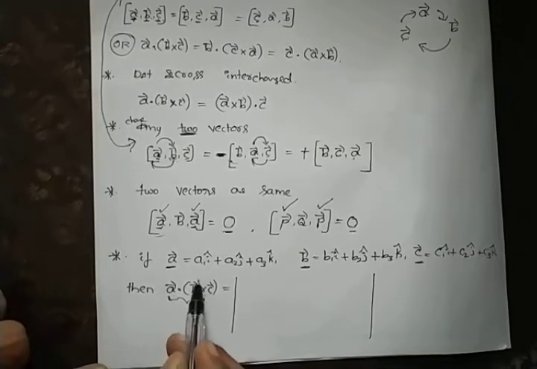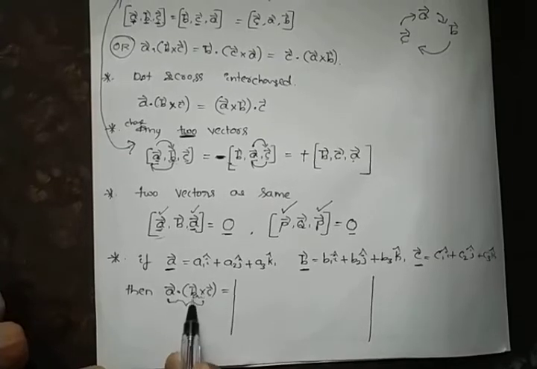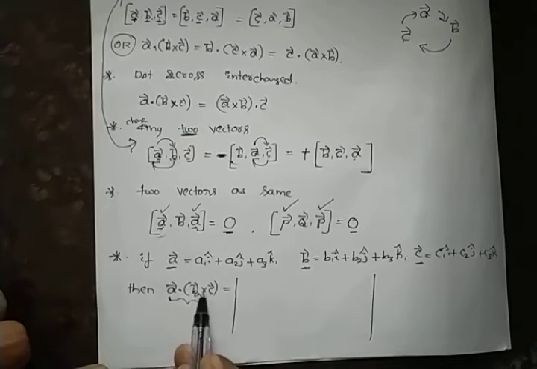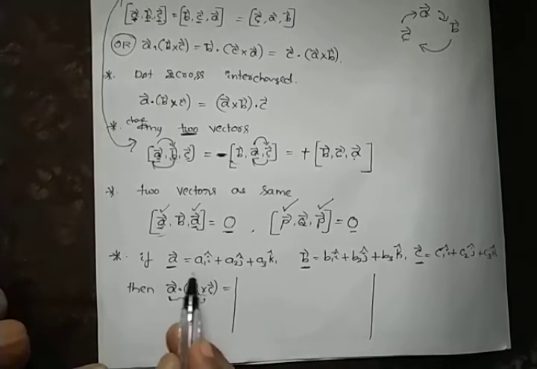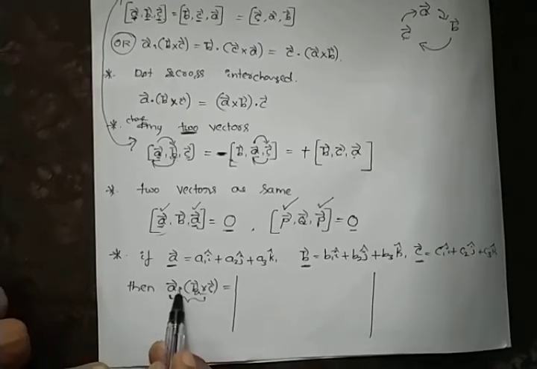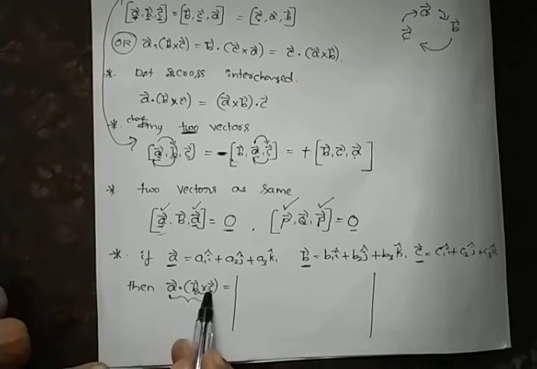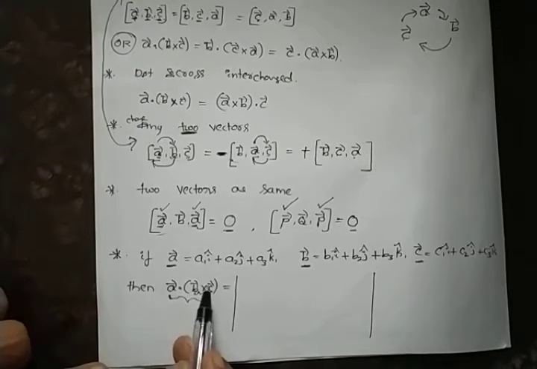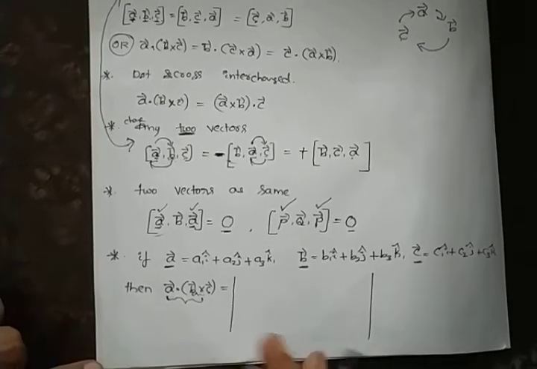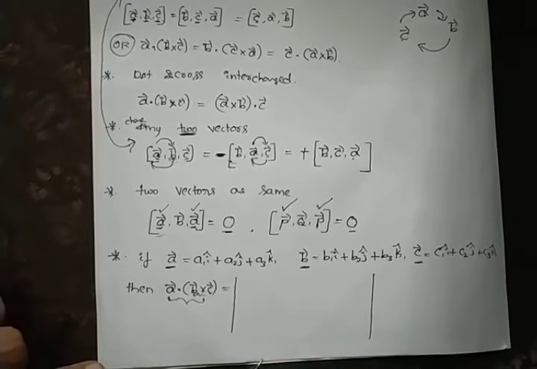You just observe, here we have b cross c. First, we have to find the cross product of b and c. Then we have to apply the dot product of a and b cross c, right? That method is very lengthy. Compared to that method, this method is very simple. a dot b cross c.